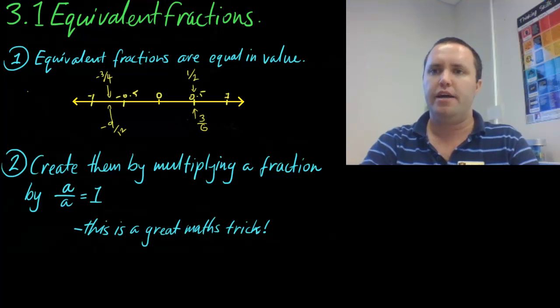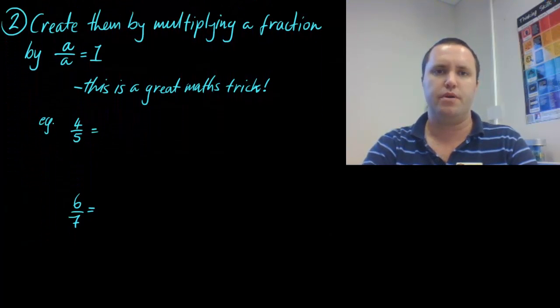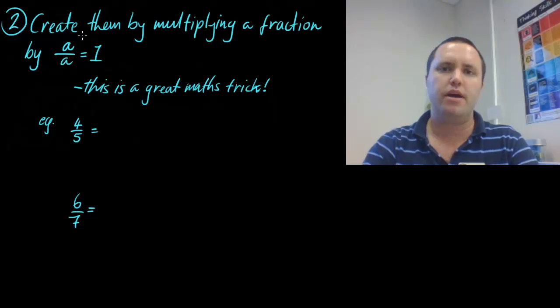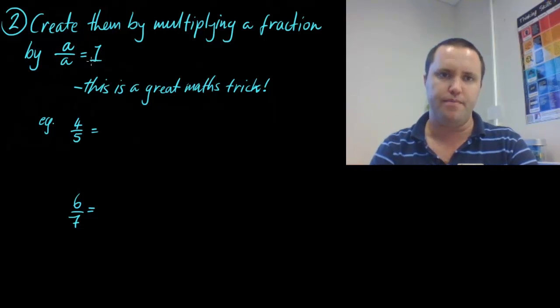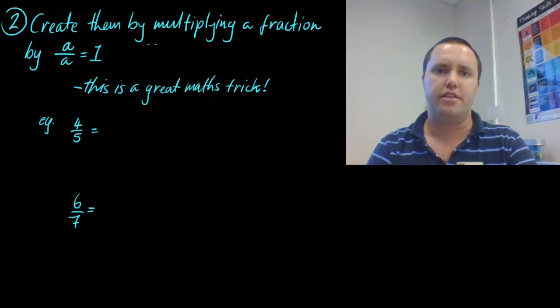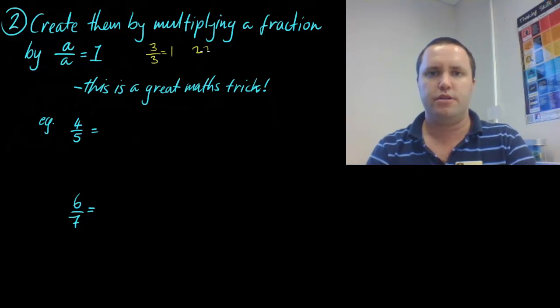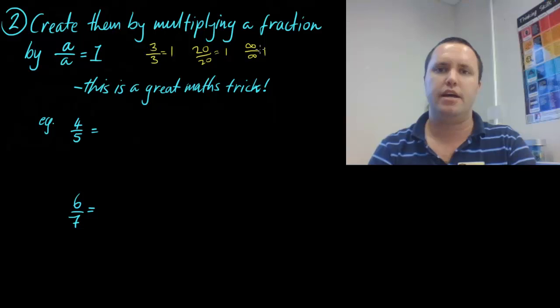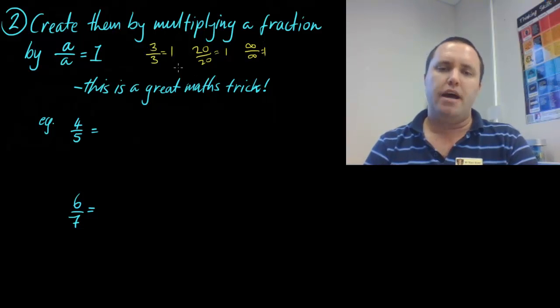So how do you make these equivalent fractions then? Well, you create them by multiplying a fraction by a over a, which is 1. So don't forget that if we had 3 divided by 3, that equals 1. 20 divided by 20 is 1. Infinity divided by infinity is 1. Okay, so remember that. And this is a great maths trick.